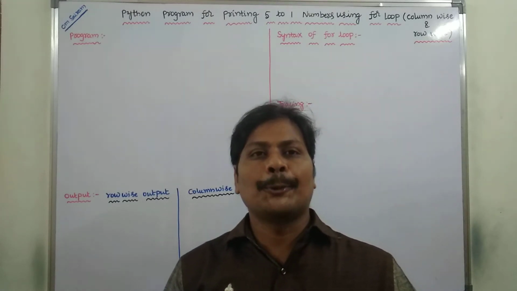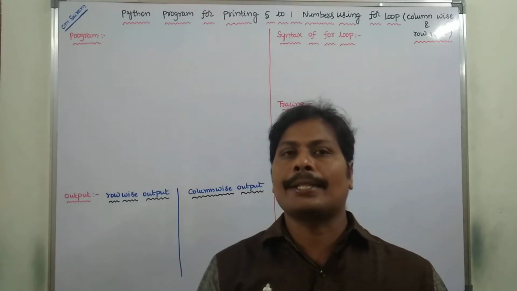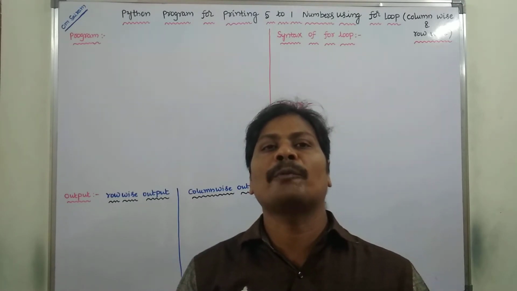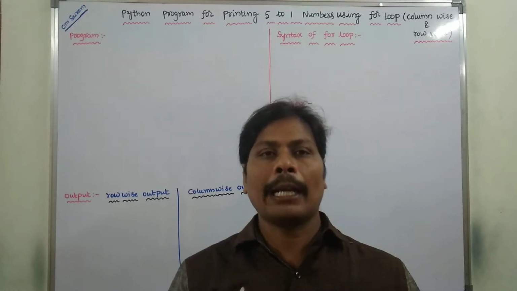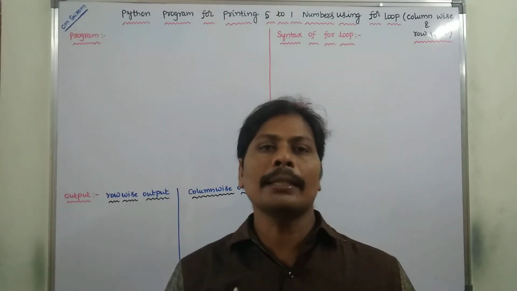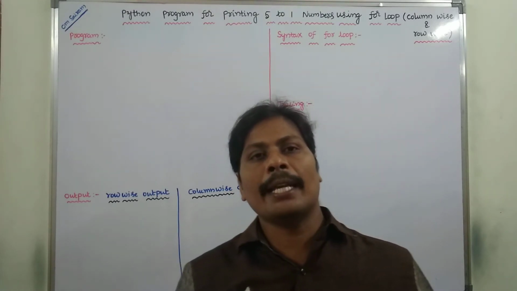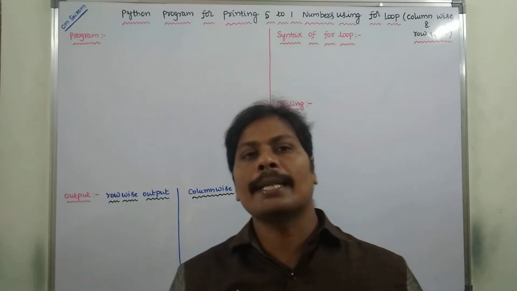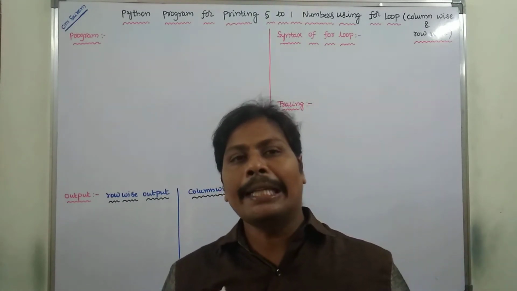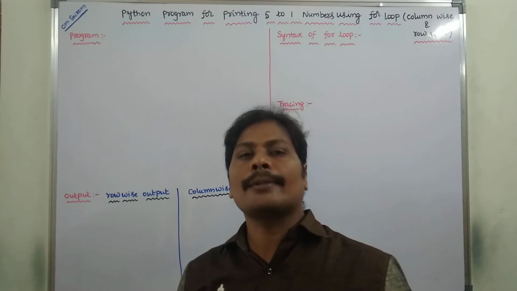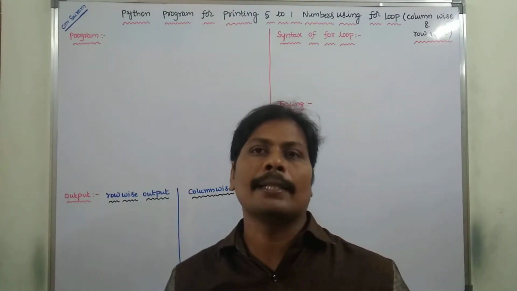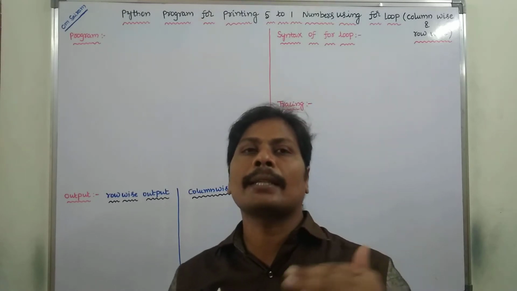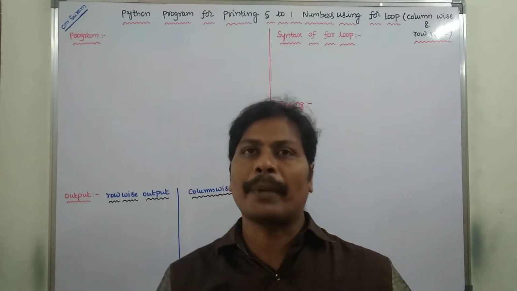Hi friends, today I am giving a lecture on a Python program for printing 5 to 1 numbers using a for loop, row wise and column wise. In the previous program, we discussed printing 1 to 5 numbers using a for loop, row wise and column wise. So now this program is completely different from the previous one.